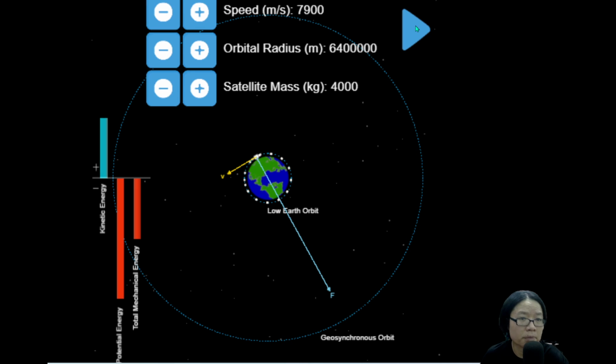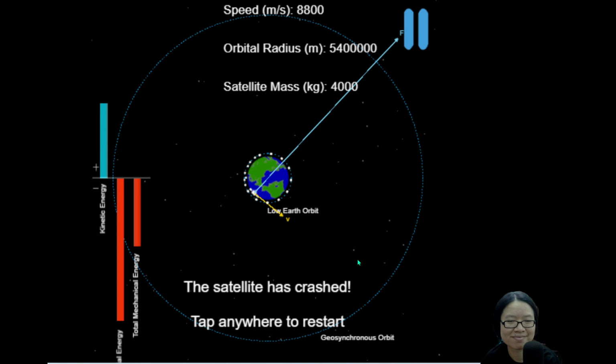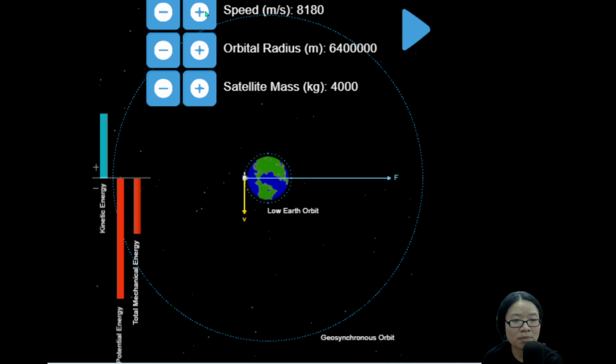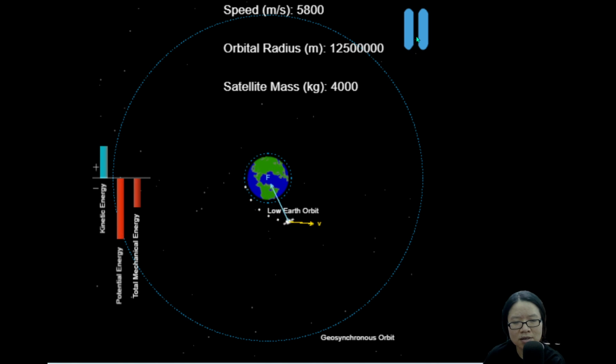Now let's try to change things up a bit, okay? We know that when the satellite goes to lower orbit, the speed actually increases, right? But let's say now I decrease the speed. I bring the speed lower, and the kinetic energy is lesser. Let's see what happens. So just now in a nice circle is orbital speed. So now I decrease the speed. Now when I decrease the speed, the satellite has crashed. Because the satellite cannot maintain the orbit, the gravitational force is too strong. Okay, let me restart again. Let me say that, okay, very dangerous, let's increase the speed. Great, let's go. So if I increase the speed, you will notice that, wait. This is not a circle. No, it's not.